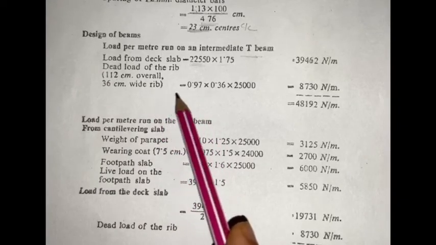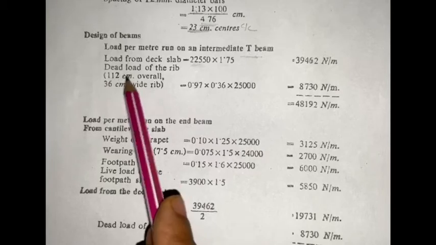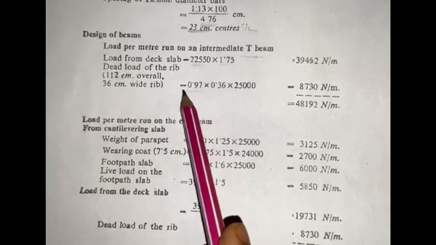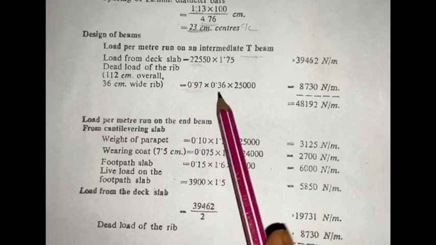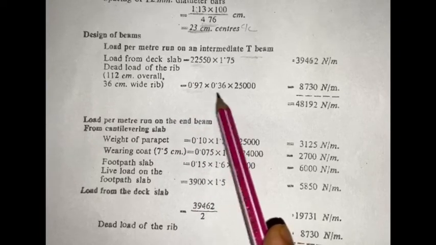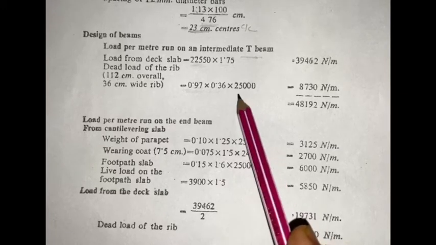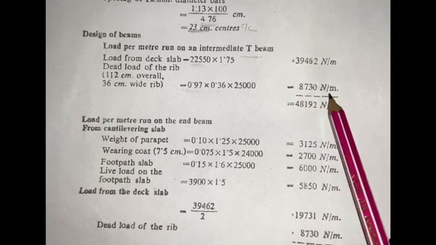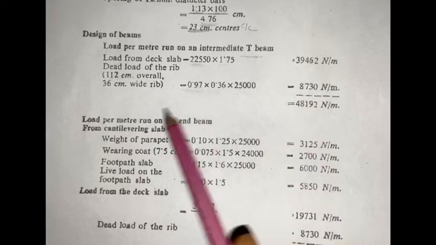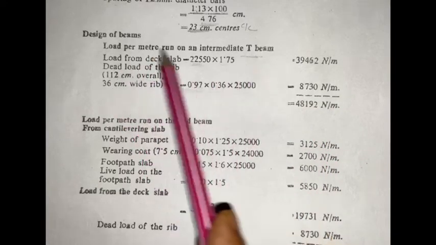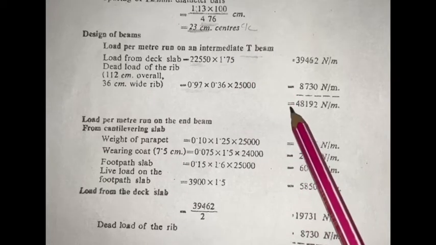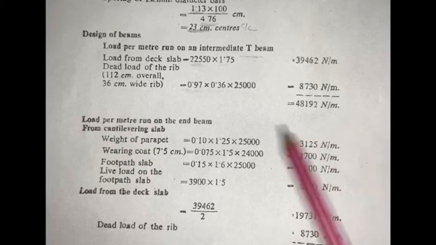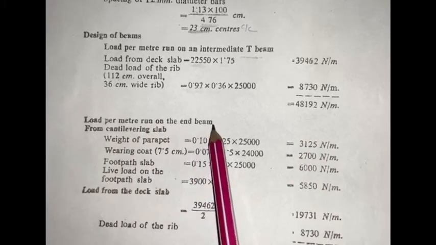Okay, so for the load 0.97, this is overall length. So this is the effective length of the flange, and this is the width of the rib, and this is the specific gravity of the concrete. So we will get 8730 Newton per meter. So we have total load through the intermediate T beam, we have 48192 Newton per meter. Load per meter run on the end beam.